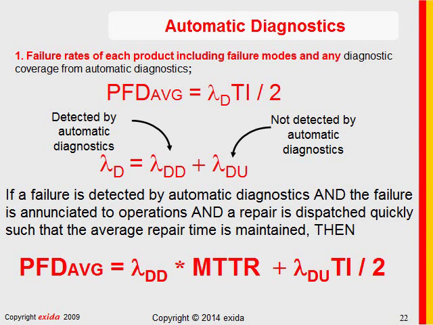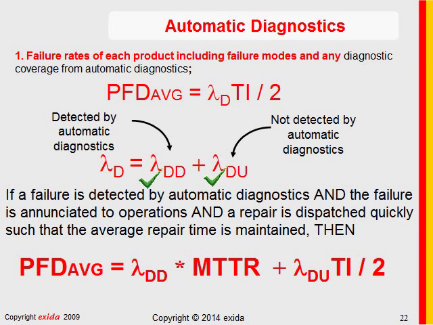And therefore, we take the lambda d and divide it up into 2 subcategories. Lambda dd, dangerous detected, and lambda du, dangerous undetected. Now, the number we were talking about in our simple equation is dangerous undetected, because nobody detects it until we go out to do a perfect proof test. But what about the DDs? Let's assume we didn't vote to trip.